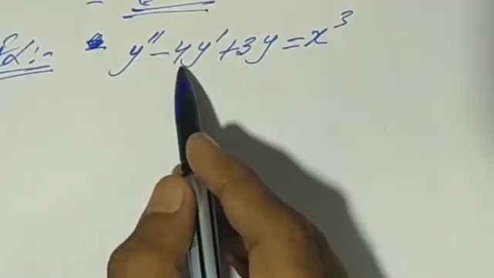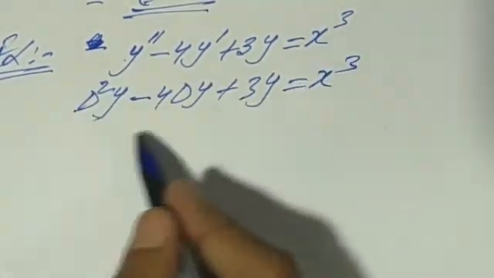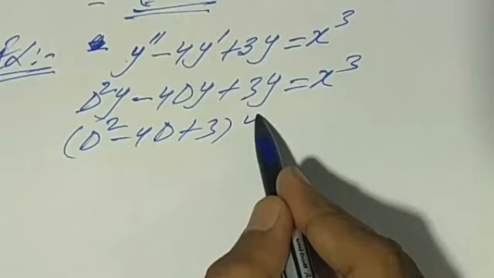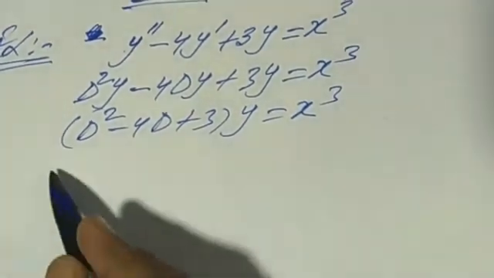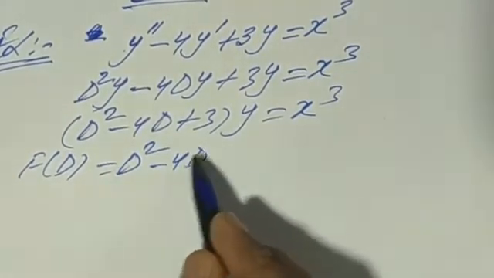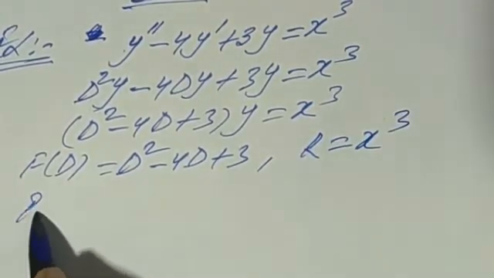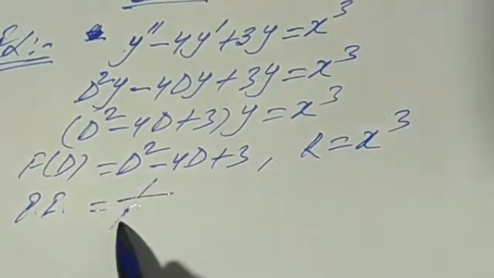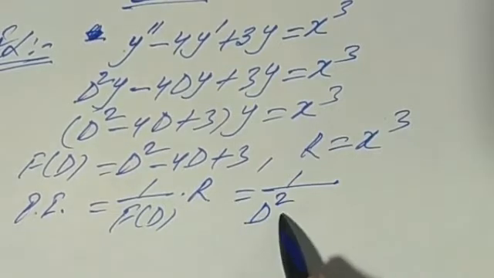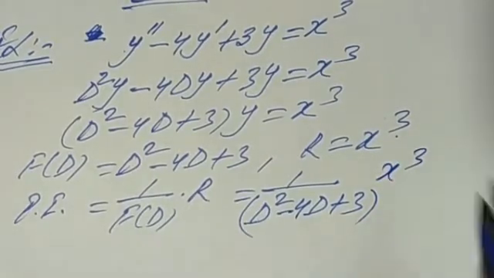For example, y double dash minus 4y dash plus 3y is equal to x cube is the differential equation to be solved. Taking y common out of these terms, in the bracket we get D square minus 4D plus 3, y is equal to x cube. So here f(D) is equal to D square minus 4D plus 3, and R is equal to x cube. So particular integral is equal to 1 upon f(D) R, that is 1 upon D square minus 4D plus 3, and R is x cube.